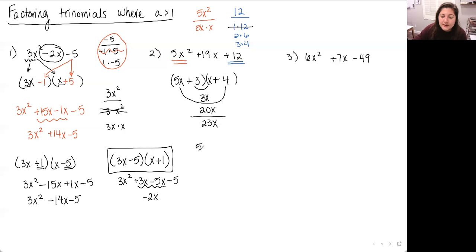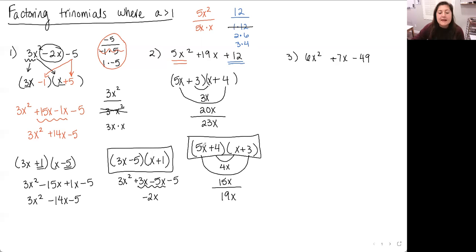So let's go ahead and try them in the opposite order, meaning 5x plus 4 and x plus 3. So again, I'm only going to focus on these two, which is going to give me 4x, and these two, which is going to give me 15x. And when I add those two, I'm going to get 19x. That must mean that this is the correct answer. Because again, I know 5x times x is going to be 5x squared. I know 4 times 3 is going to be 12. And so I'm only looking for what is going to give me this number, right?